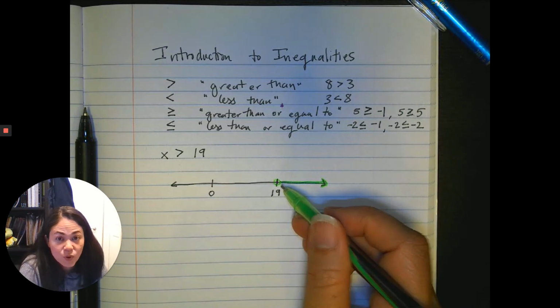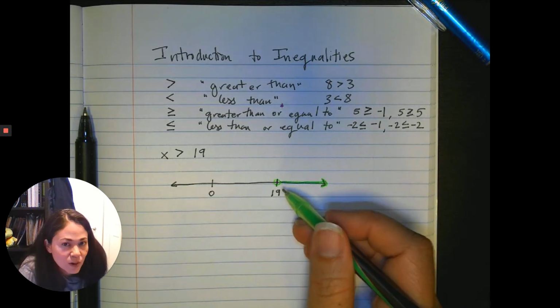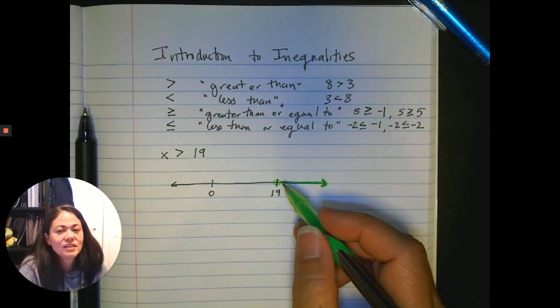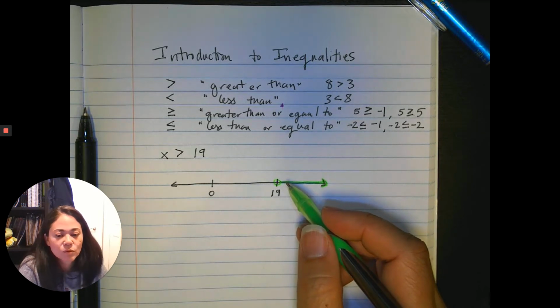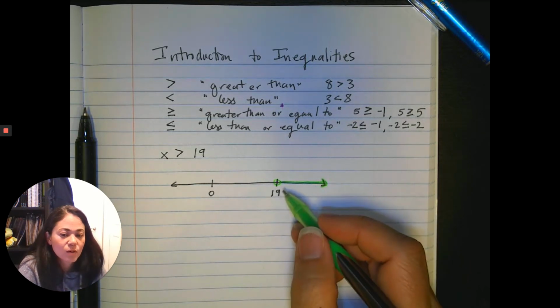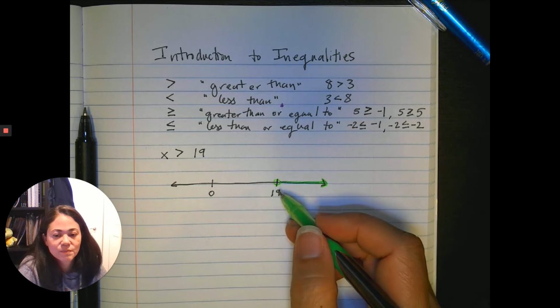So it could be 19.1 or 19.01. Anything that's even just the slightest bit bigger than 19 will work, but 19 itself will not work. So we put that open circle.